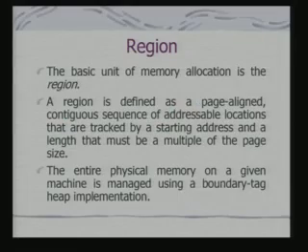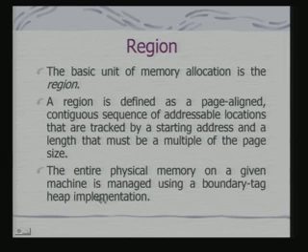A region is a basic unit of memory allocation, okay? And a region typically is defined as a page aligned contiguous sequence of addressable locations that are tracked by a starting address and the length, and that must be a multiple of page size. So, you will find how this region comes in. If you remember in the context of ARM we talked about sections, okay, and these sections in a generic way we are referring to as regions.